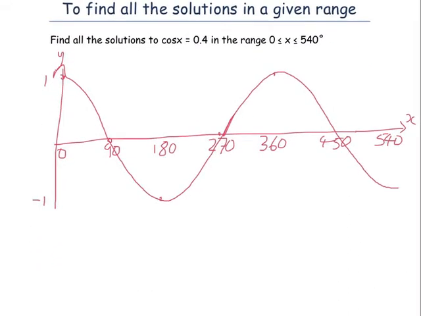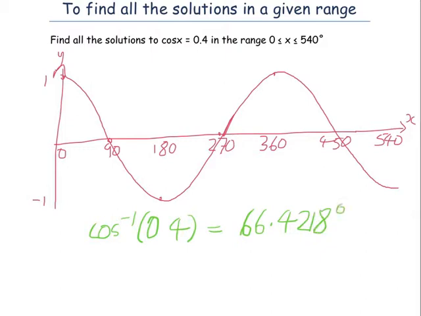So firstly, we need to find out what cos to the -1 is of 0.4. And if you've got your calculator set up in degrees, you should get 66.4218 degrees to 4 decimal places. Remember to read the question because it will quite often tell you what accuracy it wants your answer given to. Usually looking around three decimal places, or maybe 4 or 5 significant figures. Remember, that's in degrees.